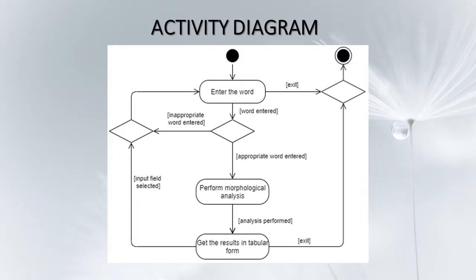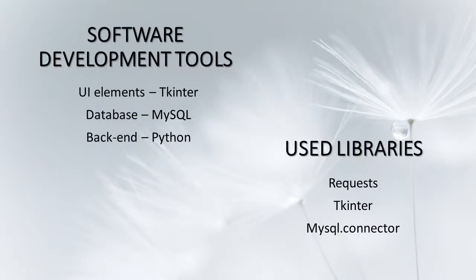Now you can see here the activity diagram. First, there is the activity enter a word. If the entered word is appropriate, then a morphological analysis is performed, and if the entered word is inappropriate, it returns to the activity enter the word. At the end, there is an activity to get the result in a tabular form. After receiving the results, you can immediately exit the program or return to the activity enter the word.